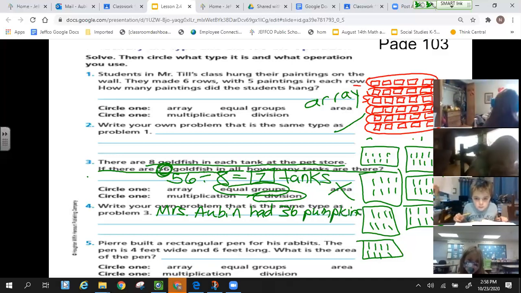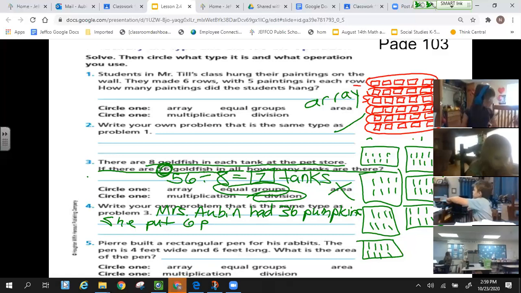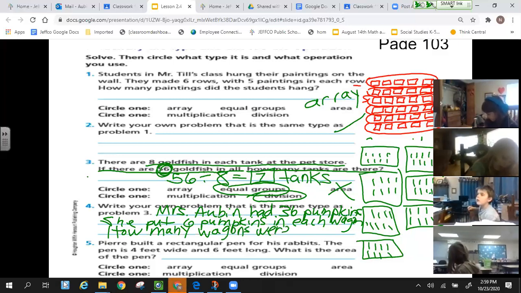And I want to put them into groups, right? I'm going to do 6 times 6, so I'll say, she put 6 pumpkins in each wagon. I'm going to put them in something. I'm going to divide them up. How many wagons were there? So you're going to come up with your total, whatever it might be.